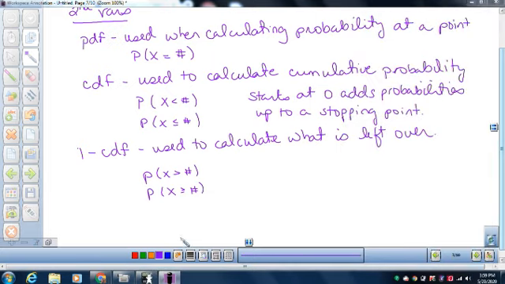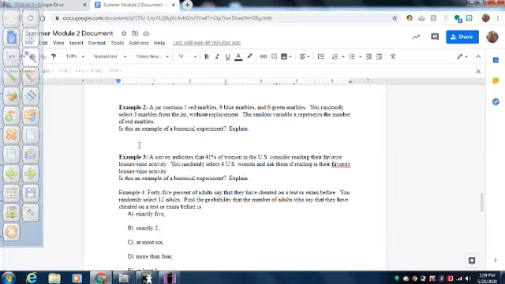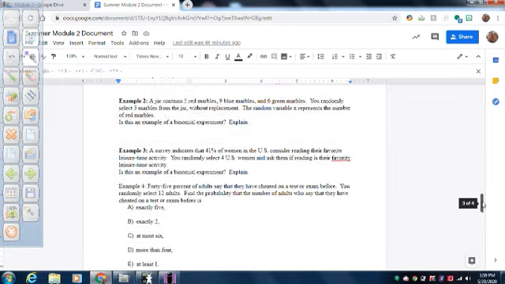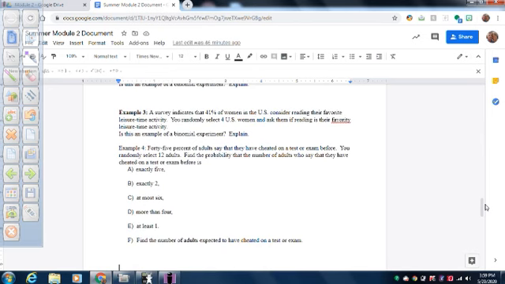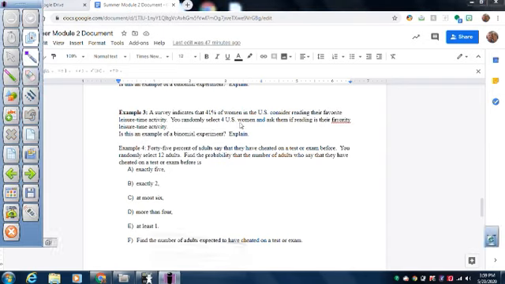So let's go back to our example. And we are talking about number 3. A survey indicates that 41% of women in the U.S. consider reading to be their favorite leisure time activity. You randomly select 4 U.S. women and ask them if reading is their favorite leisure time activity. Is this an example of a binomial experiment? So, what are we doing here?